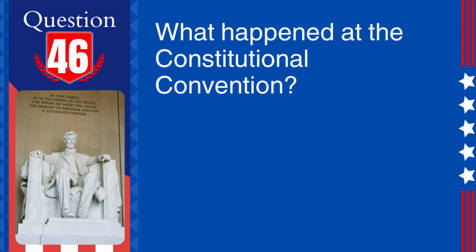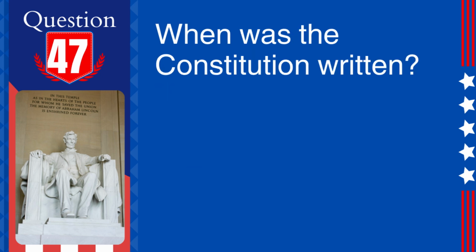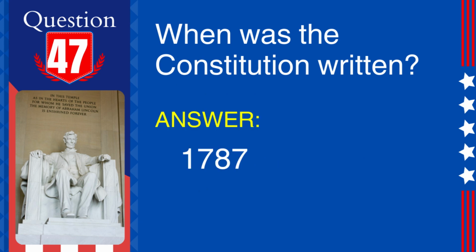46. Question. What happened at the Constitutional Convention? Answer. The Constitution was written. Explanation. The Constitutional Convention, held in 1787 in Philadelphia, resulted in the drafting and subsequent adoption of the U.S. Constitution. 47. Question. When was the Constitution written? Answer. 1787. Explanation. The United States Constitution was drafted during the Constitutional Convention in Philadelphia in 1787.